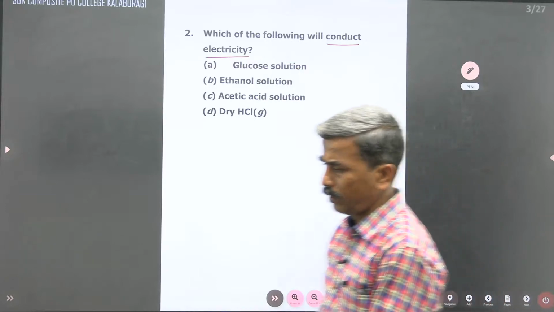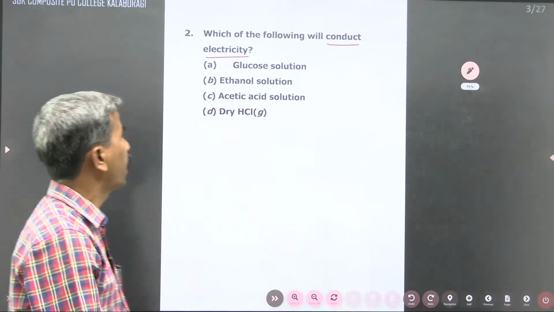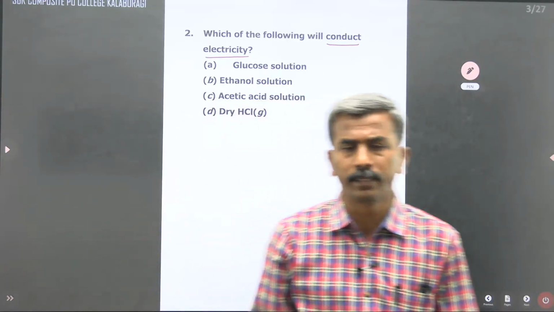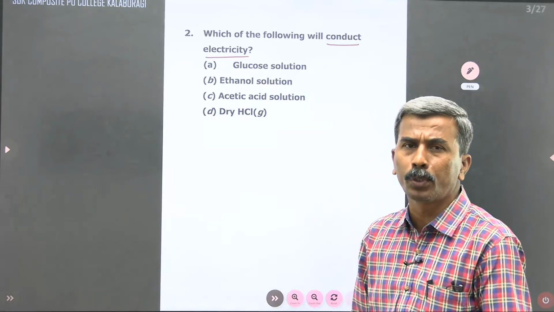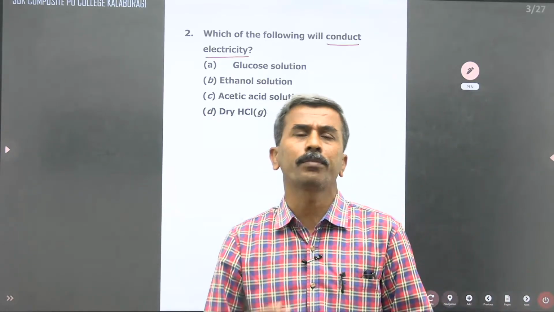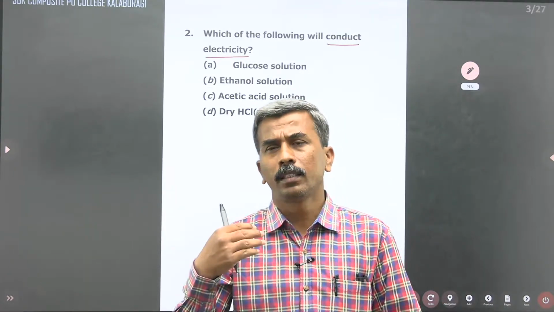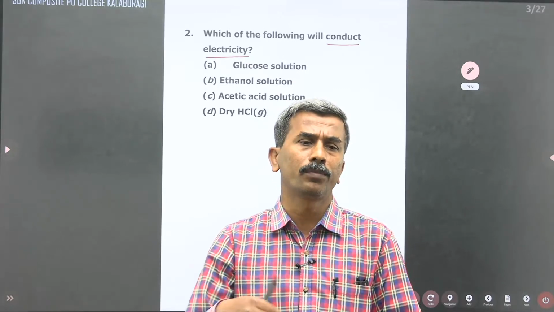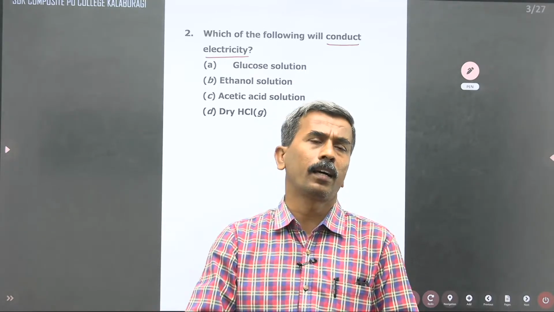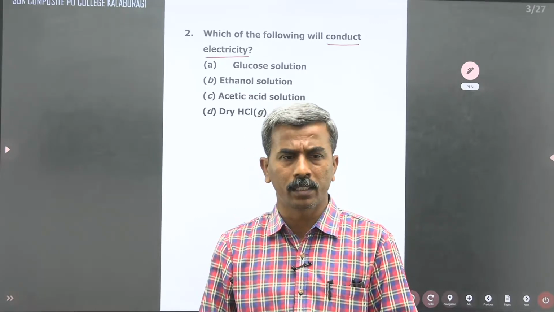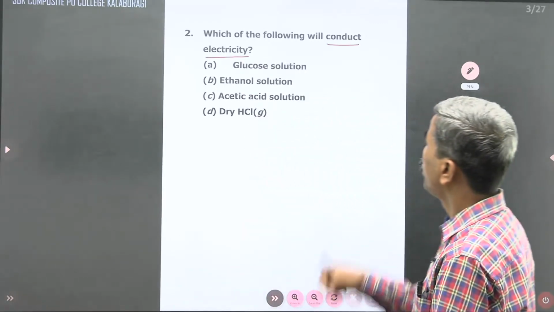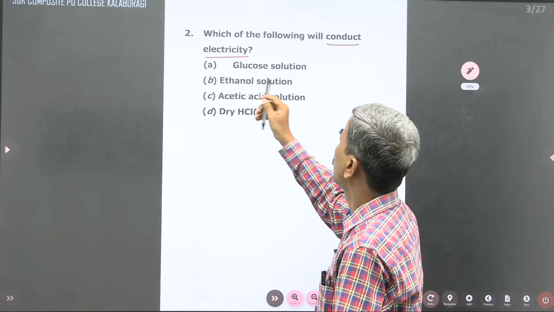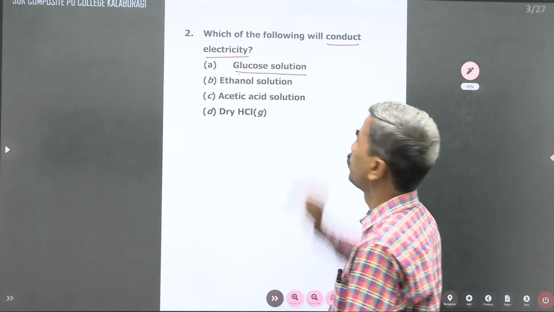During the discussion about acids, I gave the information that one of the general properties of acids is that when you make their solution in water, or you add acids into water, they will produce H plus ions, and these ions are responsible for conducting electricity. So based on that, if you see the given options, first, a glucose solution.